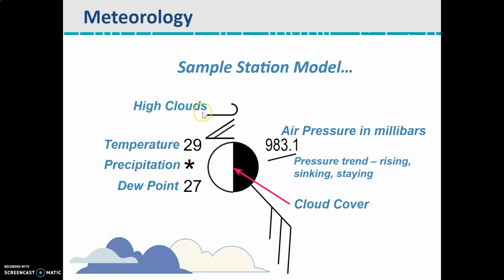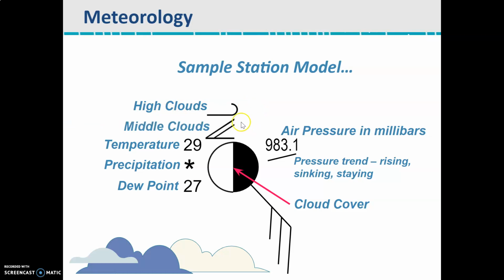High level clouds go high above the central circle in the middle. I want you to write this down. High clouds are anything with the name cirrus or cirro. So again, high clouds are cirrus or cirro.